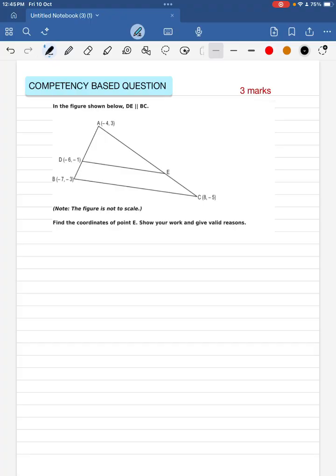In this video, I'll be doing a competency-based question for 3 marks. Let's look at the question. In the figure shown below, DE is parallel to BC. Okay, so they've given that DE is parallel to BC. Now find the coordinates of point E and show your work and give valid reasons.